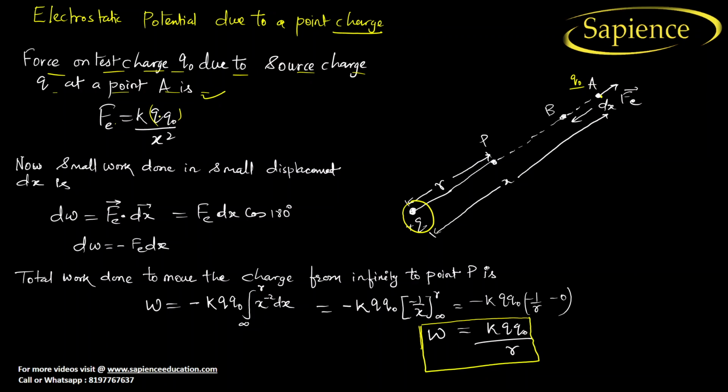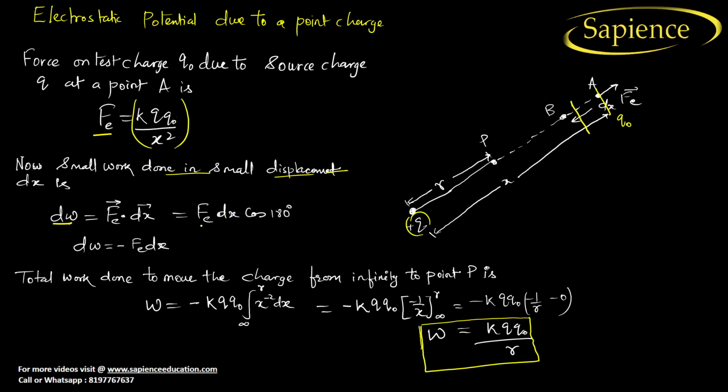Understood or not? See, let us consider there is a test charge at this point and there is another charge Q. Now the force between these two objects, that is electrostatic force, is equal to K Q into small q by x square. Now the small work done in a small displacement, I am talking about a small displacement only, that is dx. So the small work done will be electrostatic force into dx.